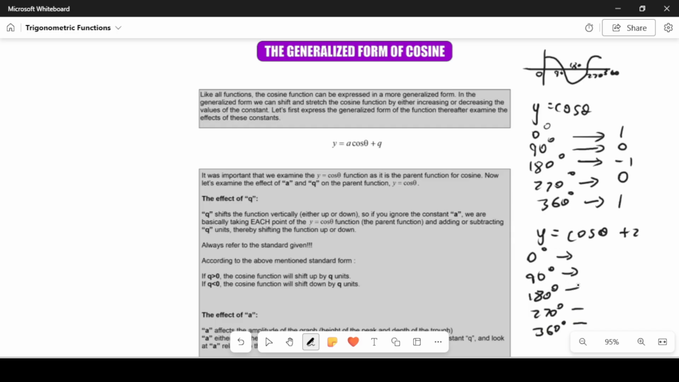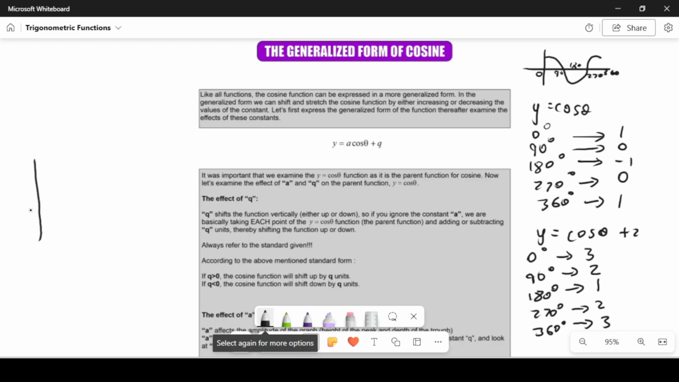When I input 0, cos of 0 is what? It is normally 1, but now we're going to add 2, so now it'll output 3. When I put cos of 90 in, it is normally 0, but now because I add 2, what would it become? It would become 2. Cos of 180 is normally -1. If I add 2, it becomes 1. 270 is 0, now it'll become 2. Cos of 360 is 1, but now it'll become 3.